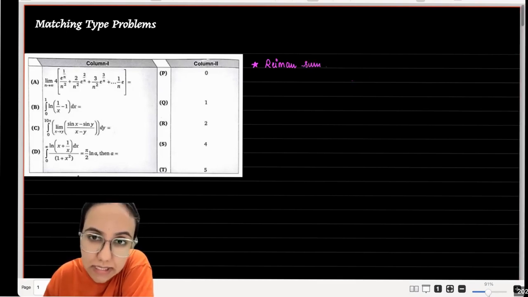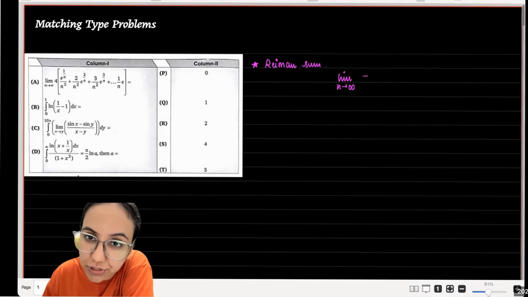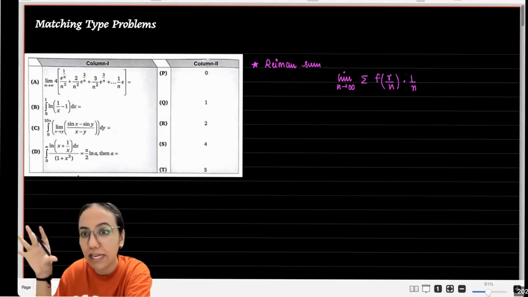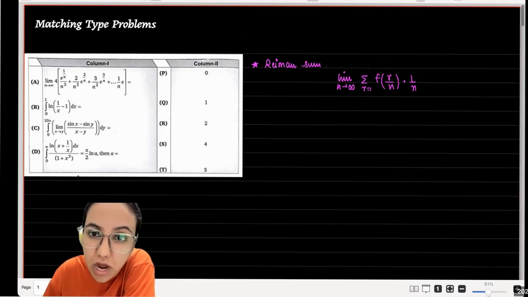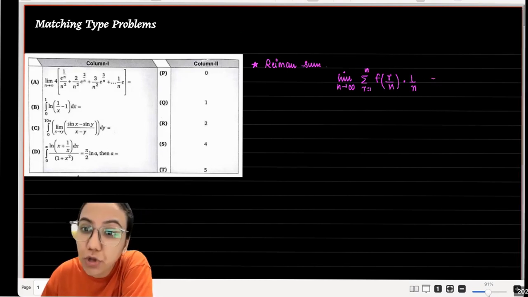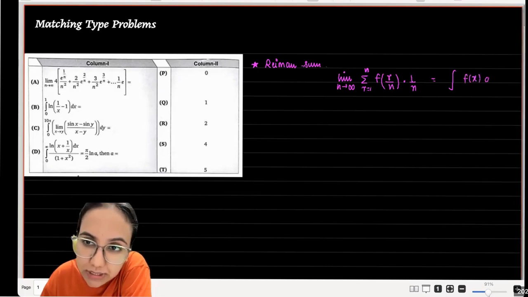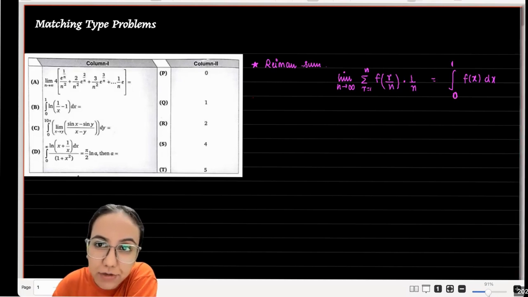The concept basically says, if you have limit n approaching infinity of the summation of a function in terms of r over n times 1 over n, where r is running from 1 to n, this can be rewritten as the integration of that function dx. And the limit will simply be from 0 to 1. Now, how are you going to apply this right over here?